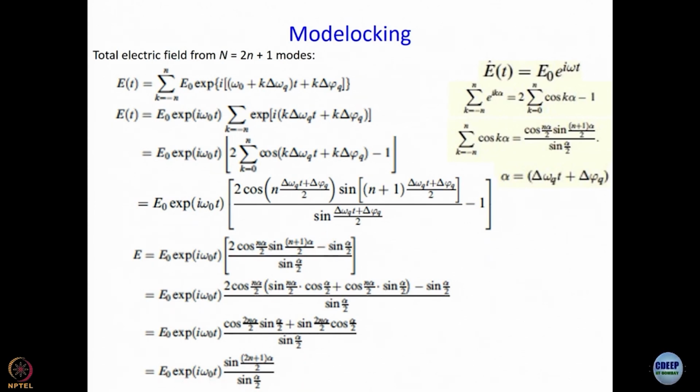Okay. You get something like E0 e to the power i omega t, and you understand that finally we do not want to work with field, right, we want to work with intensity. The moment we want to work with intensity, this e to the power i omega t is just not going to be there, because we will multiply it by its complex conjugate, that term is not going to appear. So, eventually we do not have to worry about it. We do have to worry about this sin of (2n plus 1) alpha by 2 divided by sin alpha by 2, this term. Okay. So, let us write it in a little easier form.